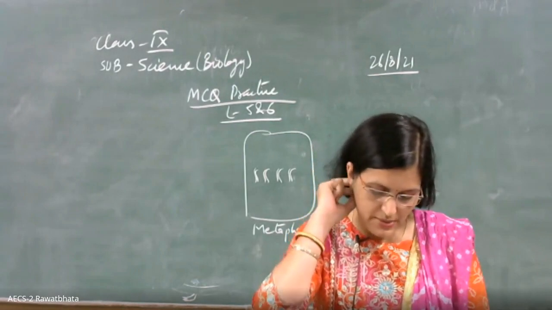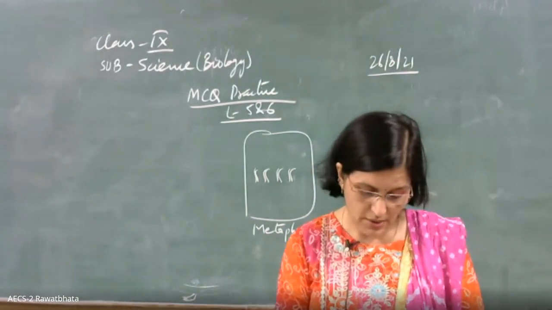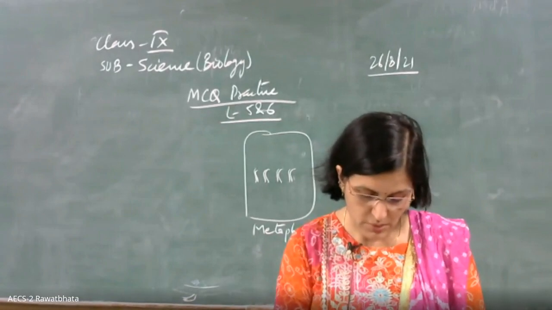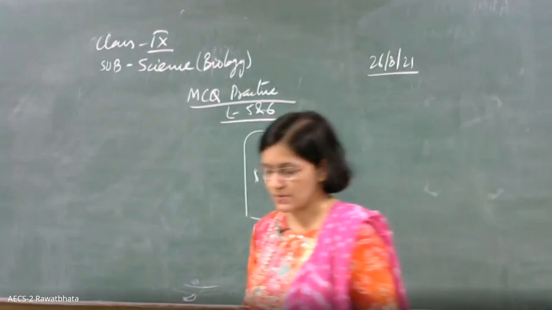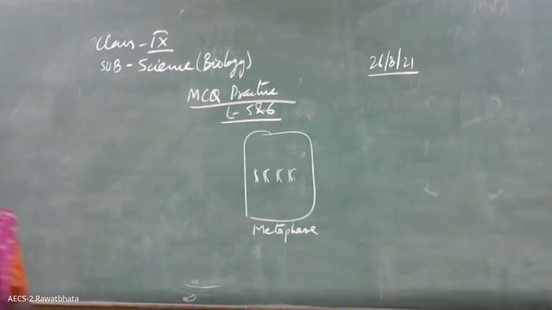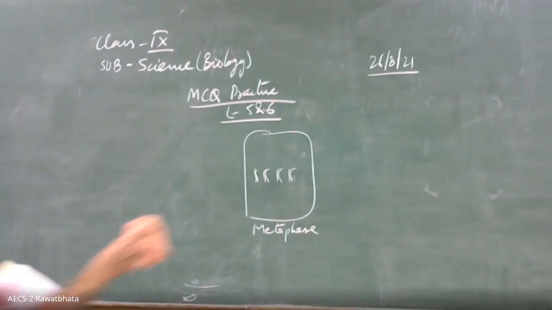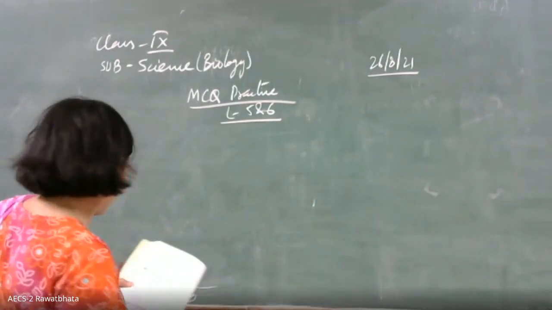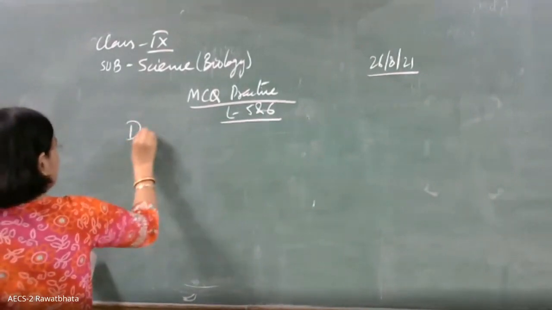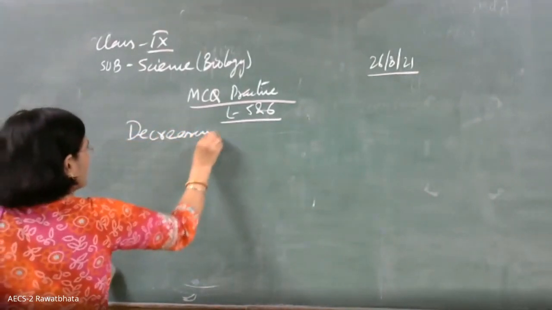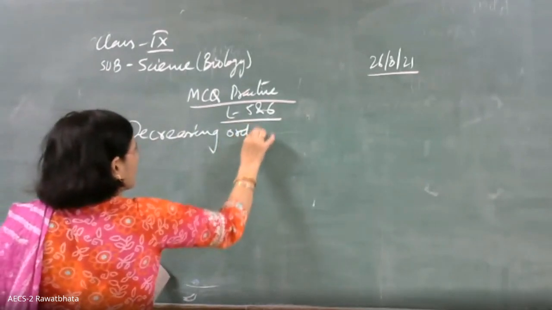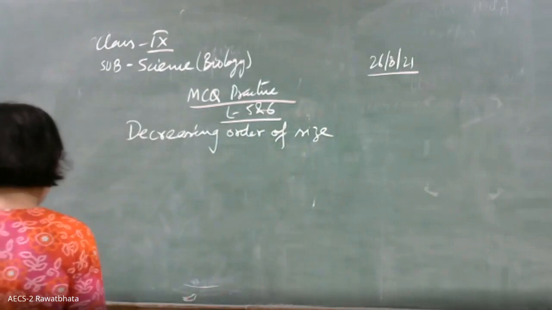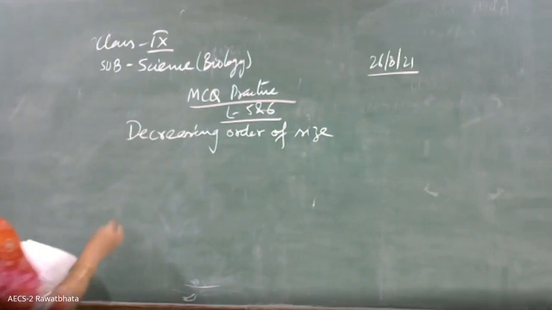Decreasing order of size. I am writing down those on the board, and you are supposed to tell me according to their size. Decreasing order of size. And I am giving you the answer also.